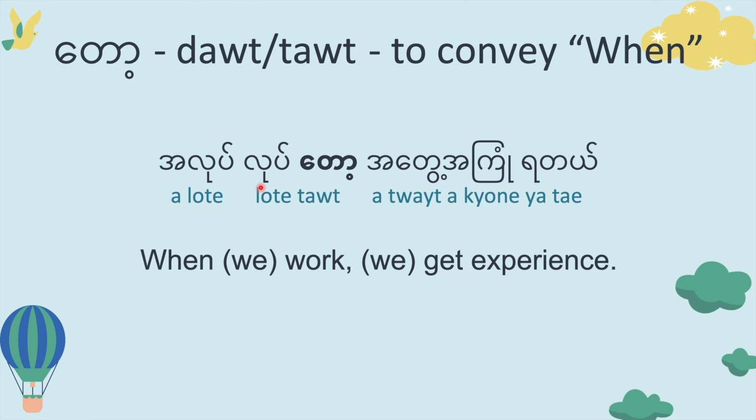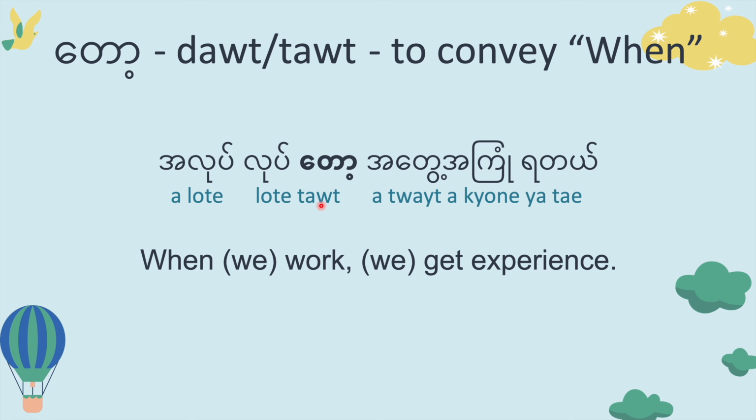A low means work or job. Low de means to do. So အလုပ်လုပ်တယ် means to do the work. Literally it means work. So အလုပ်လုပ်တော့, when we work, အလုပ်လုပ်တော့အတွေ့အကြုံ, experience. အတွေ့အကြုံရတယ် means to get. We get experience. အလုပ်လုပ်တော့အတွေ့အကြုံရတယ်.